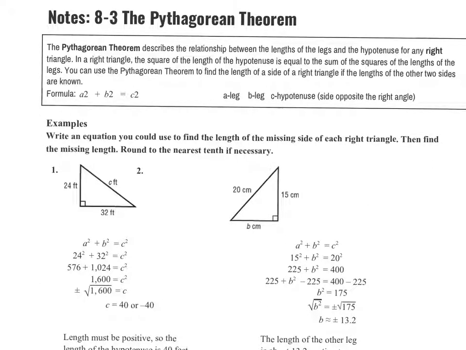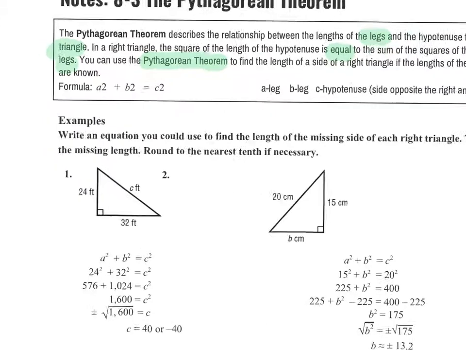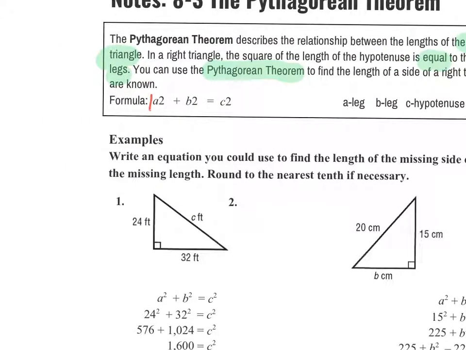The Pythagorean Theorem describes the relationship between the lengths of the legs and the hypotenuse for any right triangle. In a right triangle, the square of the length of the hypotenuse is equal to the sum of the squares of the lengths of the legs. You can use this theorem to find the length of a side of a right triangle if the lengths of the other two sides are known. So you're proving that a squared plus b squared equals c squared.